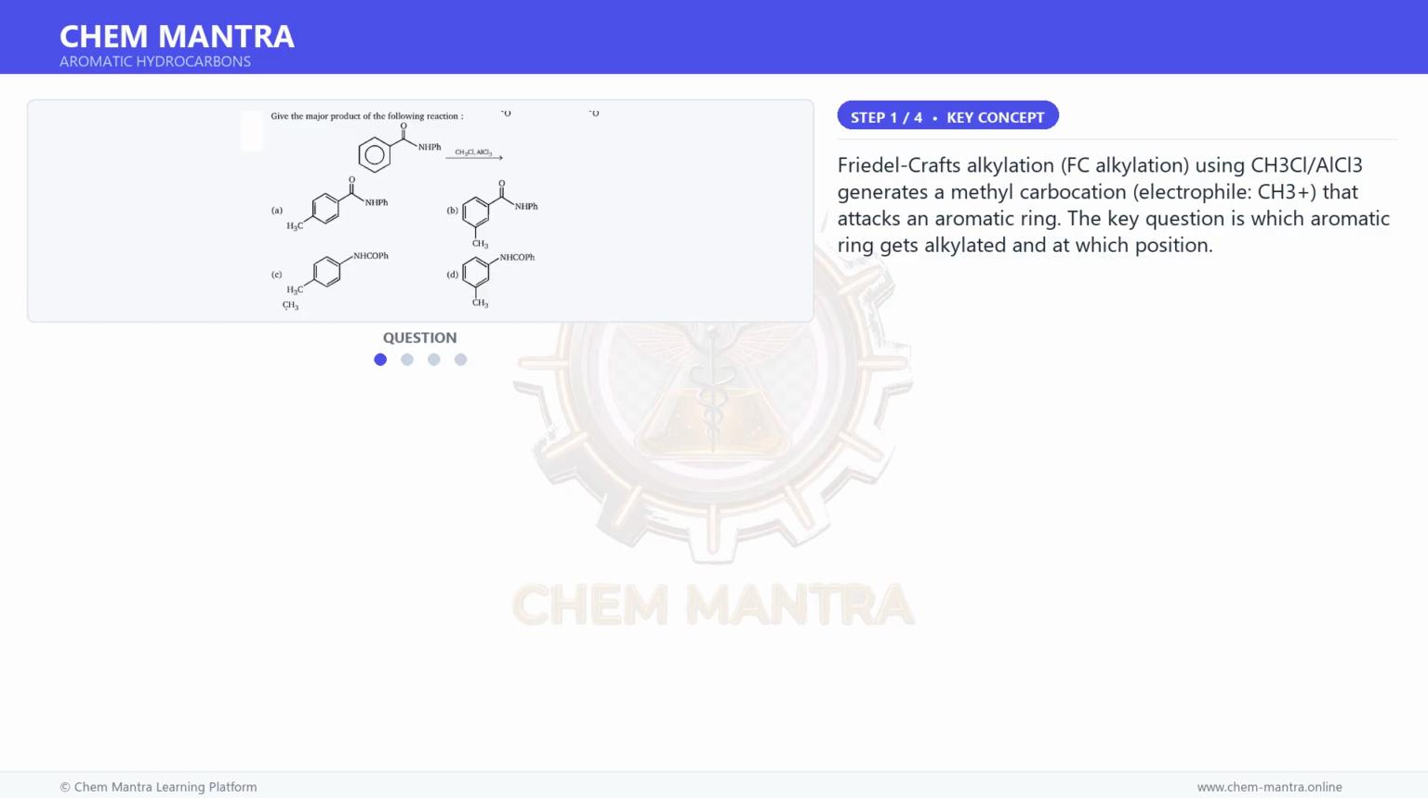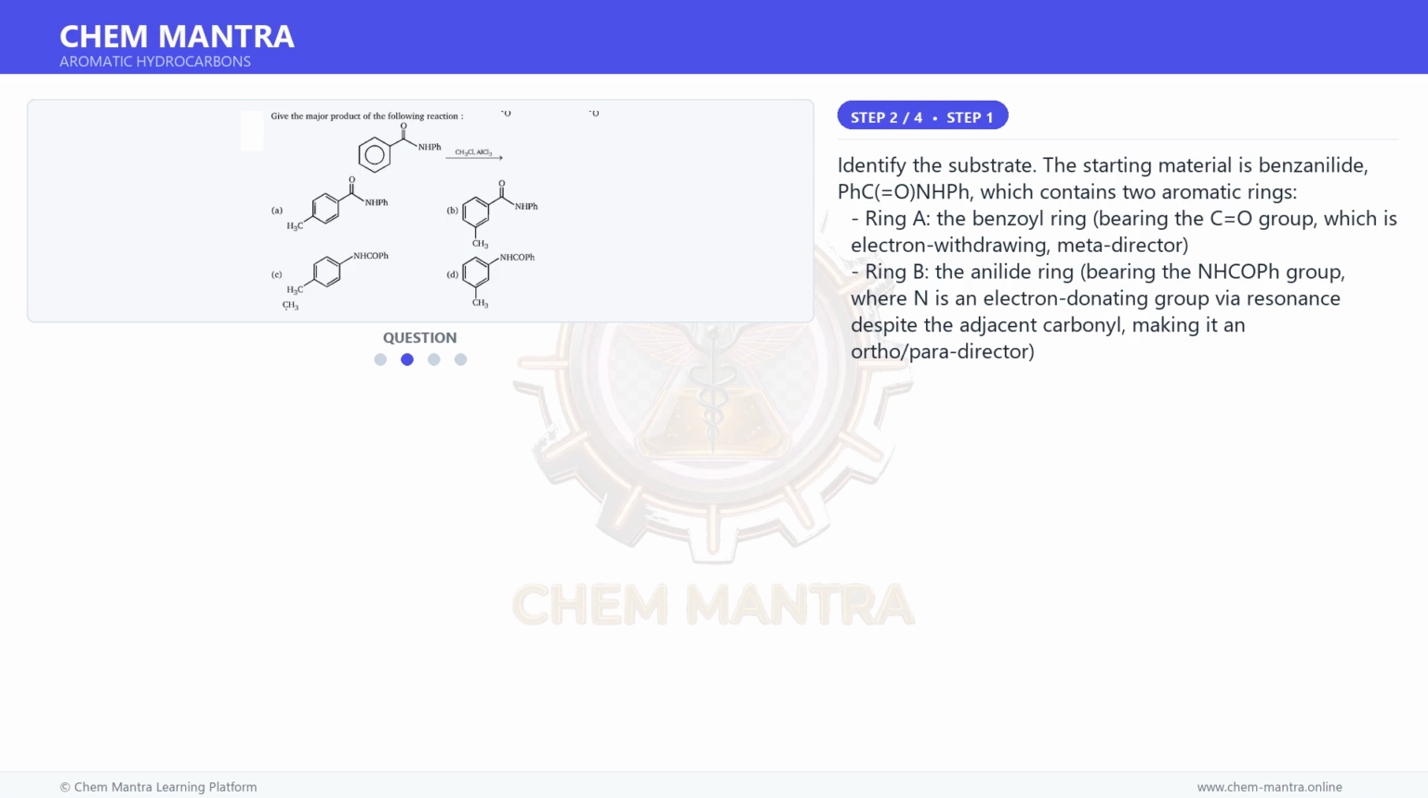Friedel-Crafts alkylation, FC alkylation, using CH3Cl and AlCl3 generates a methyl carbocation, the electrophile CH3+, that attacks an aromatic ring. The key question is which aromatic ring gets alkylated and at which position. Moving on to the next step.